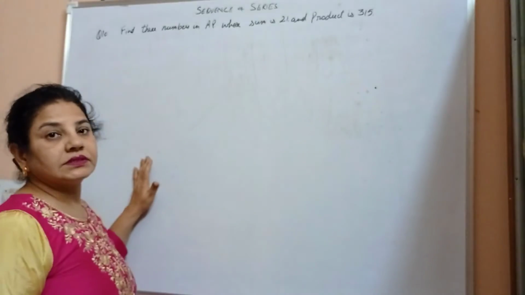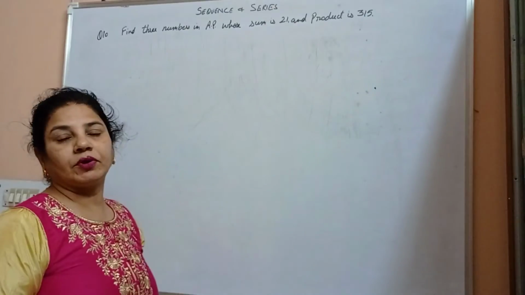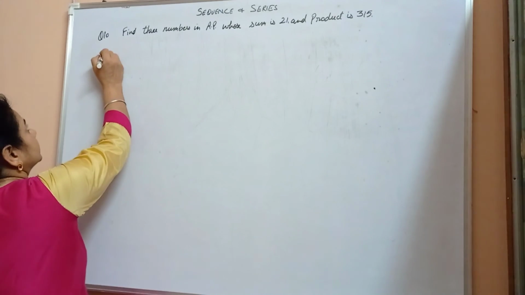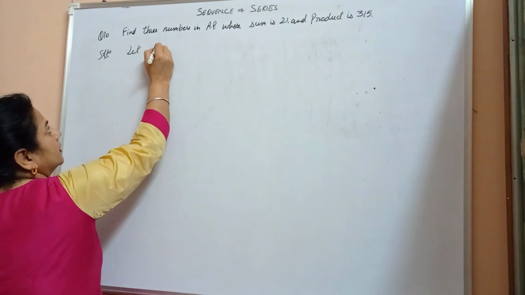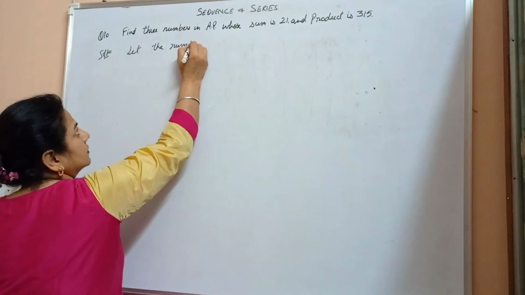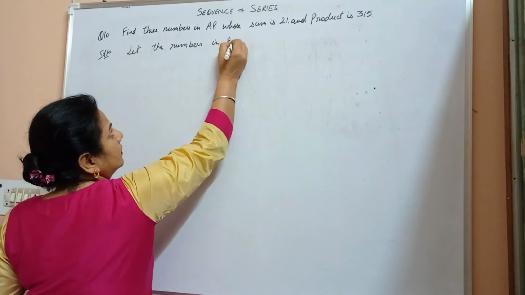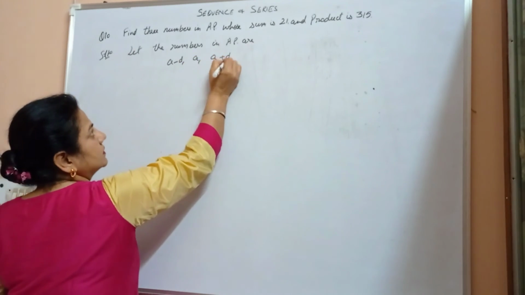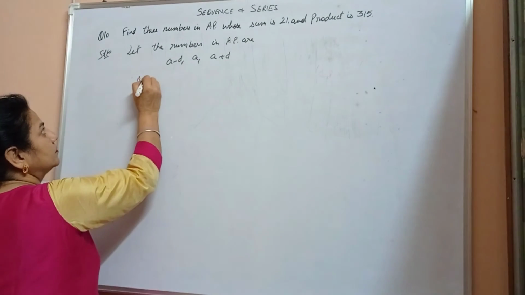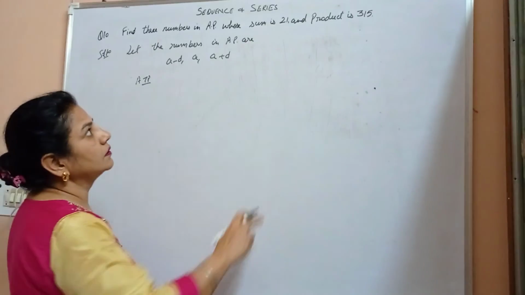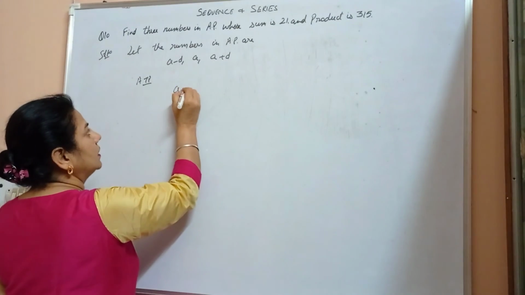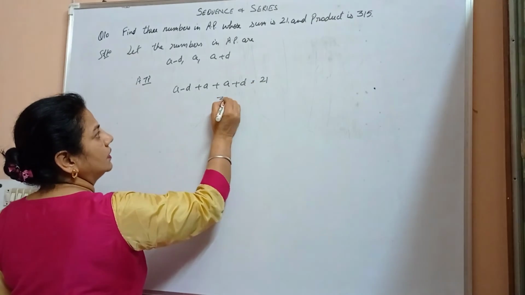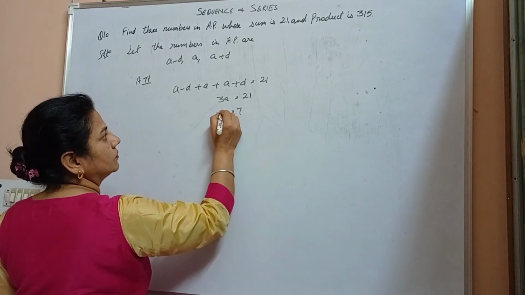Find the numbers in AP whose sum is 21 and product is 315. Let the numbers in AP be A minus D, A and A plus D. According to the problem, the sum is given as 21. That means A minus D plus A plus A plus D is equal to 21. 3A is equal to 21, so A is equal to 7.